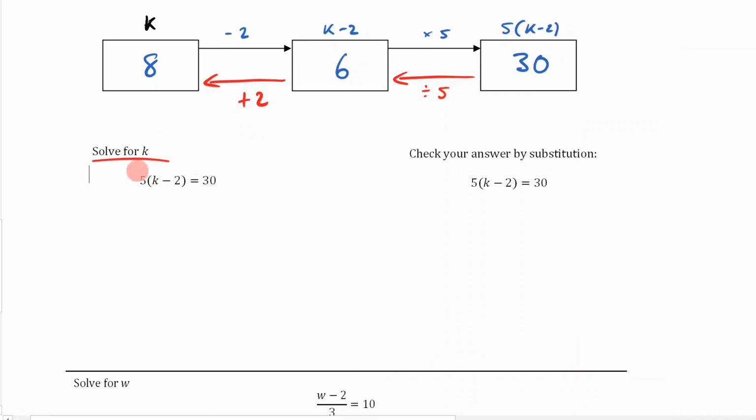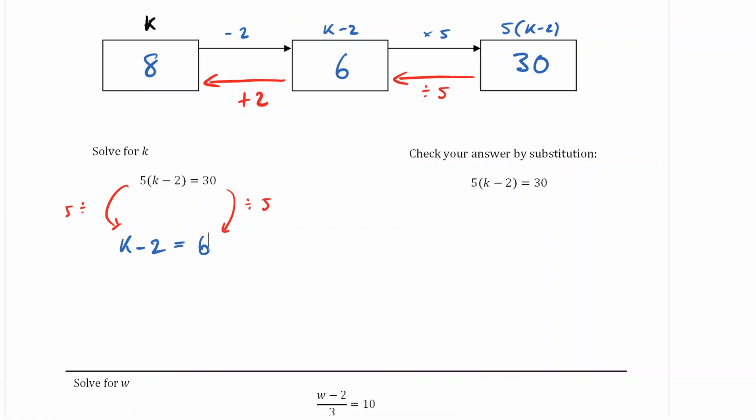So solving for k, the first thing that I'm going to do here is divide by 5. And the reason why I'm dividing by 5 first is because when I was building it up, the last thing that I did was times it by 5. So in going backwards now, the first thing I have to do is the opposite of that. So the first thing I do is divide by 5. I know it seems a bit confusing, but with enough practice, you'll get there. All right, so k minus 2 is equal to 30 divided by 5 is 6.